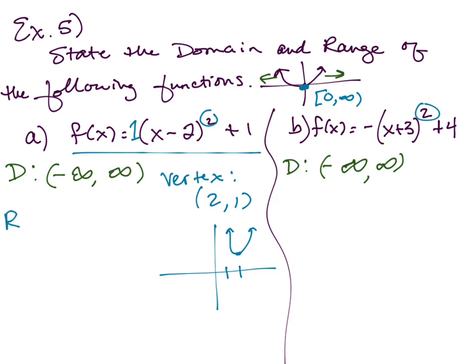Range always is measured from bottom to top. So what's the bottommost part of this parabola? 1. We call that the minimum value. It's the minimum. So where range is going to go from 1 to what? Infinity. These tails say it goes forever and ever, up and down. Up, not down. Up. Forever and ever up. So from 1 to positive infinity. Are you putting all of that together?